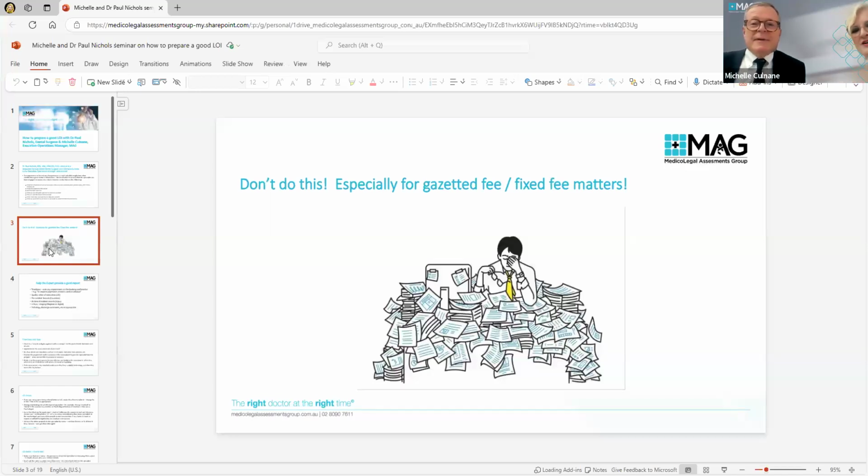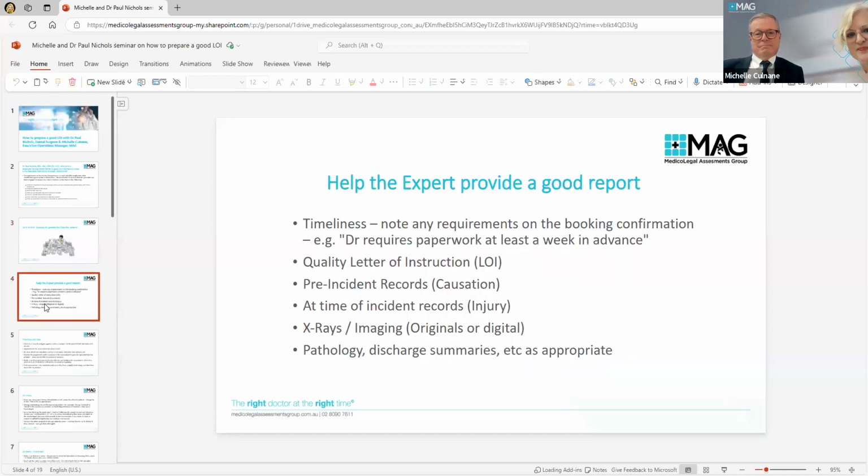I've just put this graphic in because it made me laugh. Especially in relation to the gazetted rate or fixed fee matters, don't be providing the doctor with crates and crates and crates of paperwork. They don't have time for that, and the fees don't really cover them for that amount of reading time. It's really important that you do the work at your end so that what you provide to the doctor is relevant and appropriate to the matter that's about to be assessed.